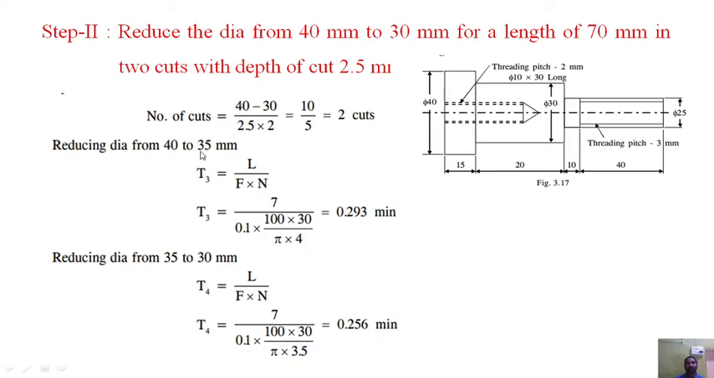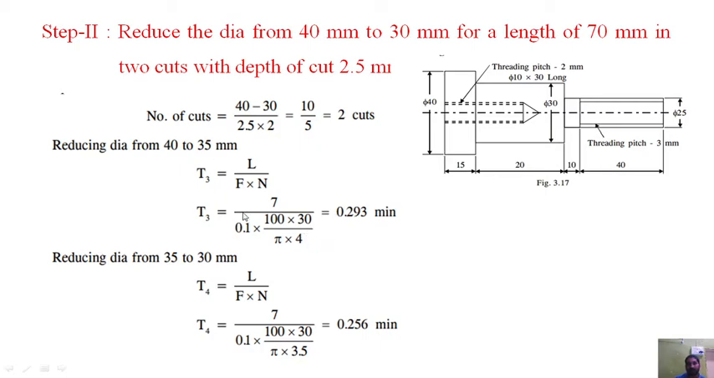So in the first step you have to reduce 40 to 35 for a length of 70. So length is 7, speed is 0.1, and the N is, we have to take the workpiece rotating at a 40 mm diameter. So we have reduced it to 4 centimeter, so 4 centimeter it will rotate. So you have to take diameter as 4 centimeter here. So T3 equals this much, 0.293 minute. So this is the time required for turning 40 to 35 mm dia for a length of 70.